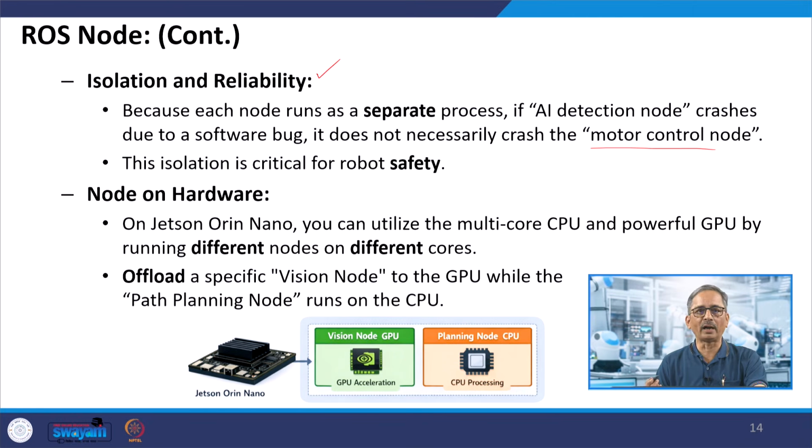And a node on the hardware. So, on Jetson or Nano, you can utilize the multi-core CPU and powerful GPU by running different nodes on different cores. That we can do when we talk about the implementation of it in the hardware. Okay. So, we can offload a specific vision node to the GPU, while the path planning node can run on the CPU. So, say I have a planning node on the CPU and the vision node on the GPU in a Jetson or Nano. So, this way I can do that.